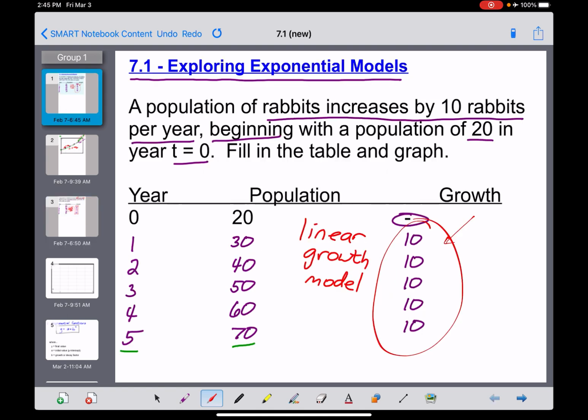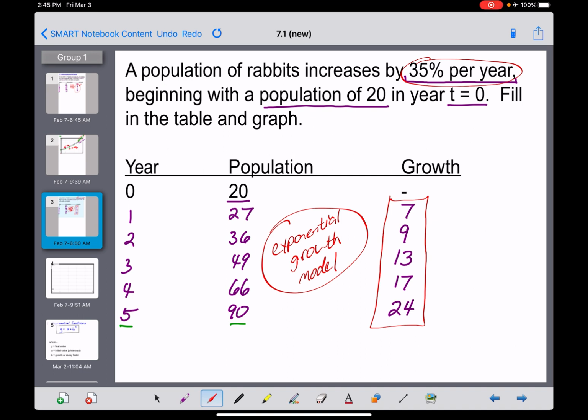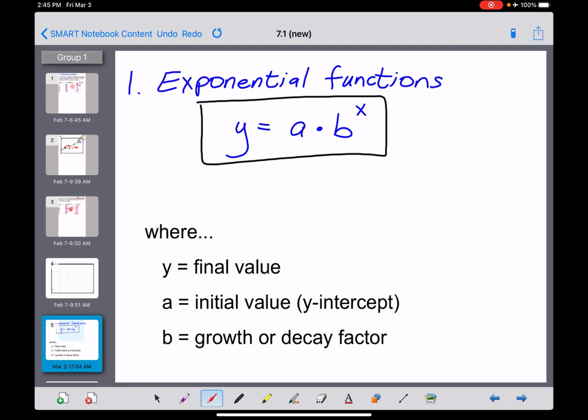In a linear growth model, you're always adding the same amount. You're adding 10 each time. And in this exponential growth model, what we're doing instead of adding is multiplying by the same number each time that we do this. So that, everybody, is a pretty good preview of what we wanted to talk about right here.